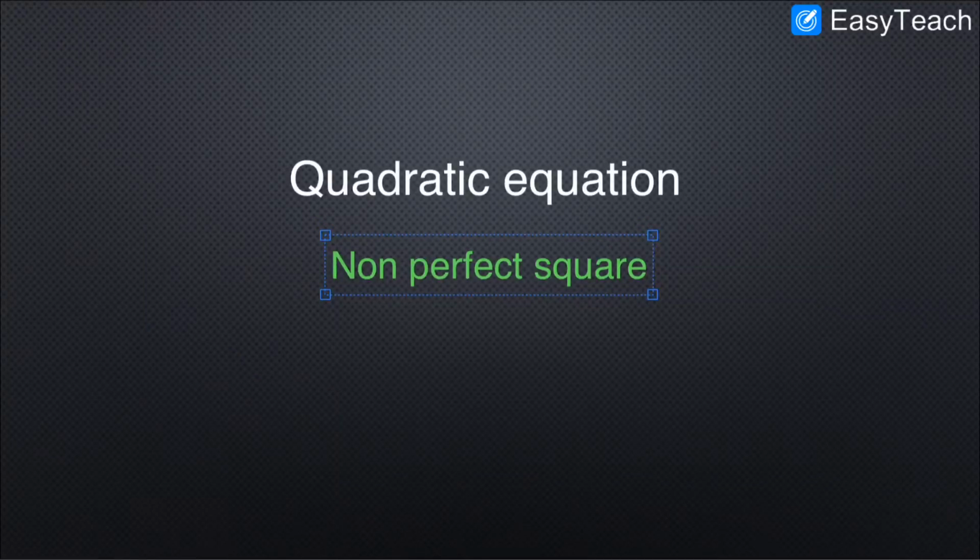In this session, we are going to find the solution for a non-perfect square quadratic equation. We already learned how to find the solutions for perfect square quadratic equations. So here, let's solve this non-perfect square quadratic equation: 3x square minus 5x plus 2 equals 0. Since we have the coefficient 3, this is not perfect.